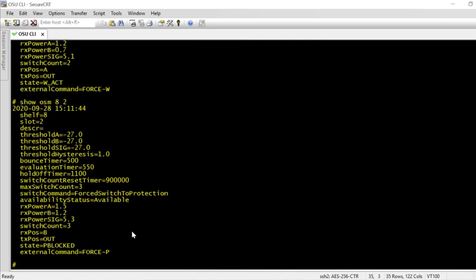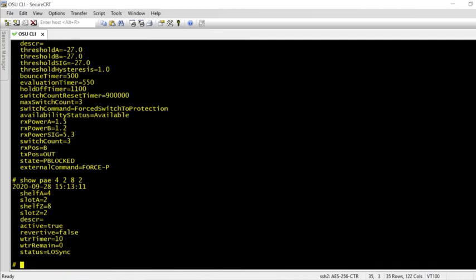In case the two OSMs are working on two different sides of the ring, the PAE is also alarmed because of this loss of synchronization. Show PAE 4282. Yes, confirmed. The PAE is in loss of sync status. To unlock the OSMs, it is enough to reset the switch counters.